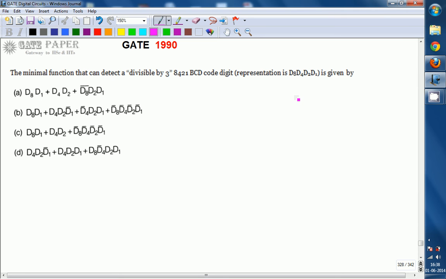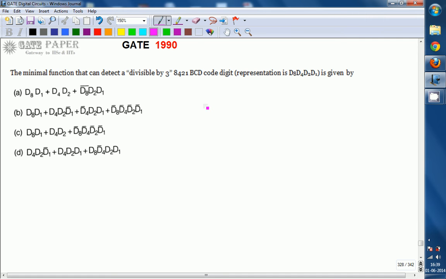Hello, we are discussing the GATE 1990 ECE paper, and this question is related to digital circuits. The minimal function that can detect whether an 8421 BCD code digit is divisible by 3 is given by. Okay, so we have 8421 BCD codes. Out of those, which are going to be divisible by 3? That function we have to generate.